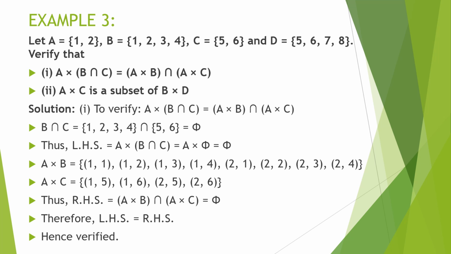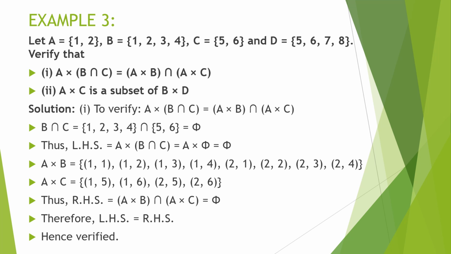Example 3. Let A have elements 1, 2, B have 1, 2, 3, 4, C have 5, 6 and D have 5, 6, 7, 8. You have to verify the following properties. First property: A cross (B intersection C) is equal to (A cross B) intersection (A cross C). To verify this, we first try to simplify the left hand side. B intersection C is the null set, you can see that. So obviously on the left hand side, anything cross the null set will always be the null set. We know that. So the left hand side is the null set.